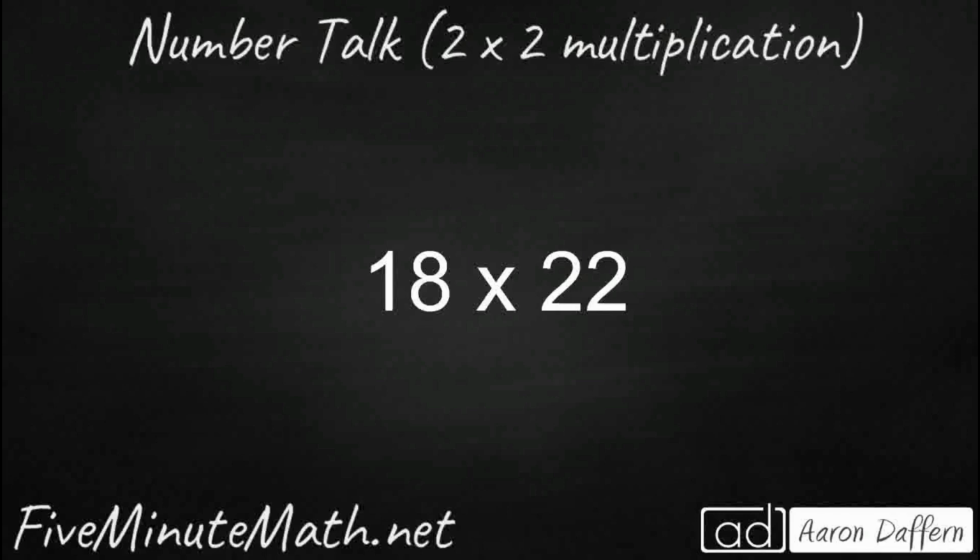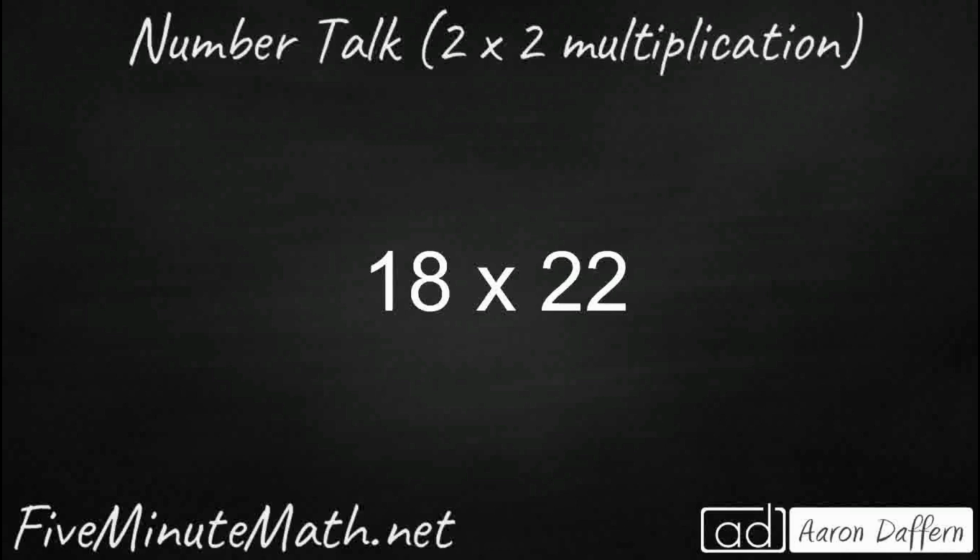Today we are looking at the expression 18 times 22. What we do in a number talk is we use mental math. That means no paper, no pencil, to try to solve this expression. And then we come back together and we look at all the different ways we could have solved this using mental math. So before we go any further, let's go ahead and do that.